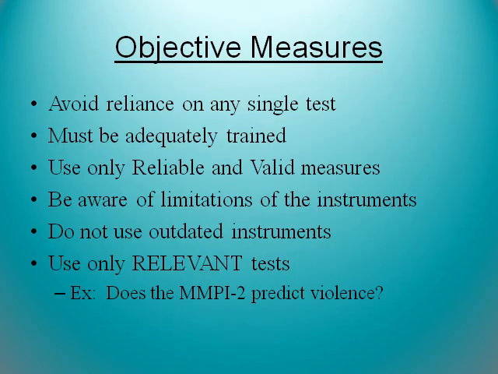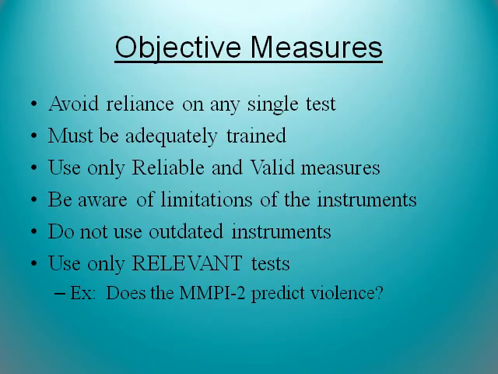Don't use outdated instruments, and use only relevant tests. When I say use only relevant tests, I mean don't use tests that measure other things. Would you ever use an MMPI to look at violence risk? No. The answer is no. The MMPI does not predict violence risk. The MMPI does look at different factors that might go into violence risk, but you would use a violence risk instrument, a forensically relevant instrument, to look at violence risk.